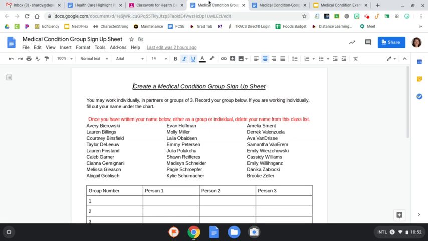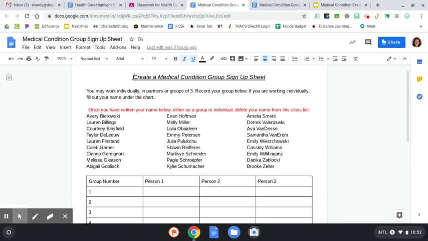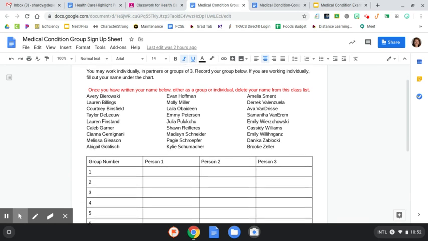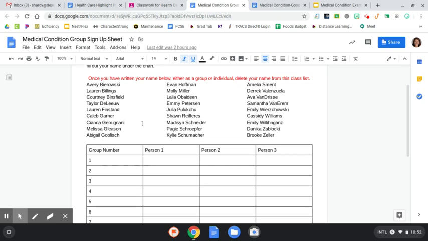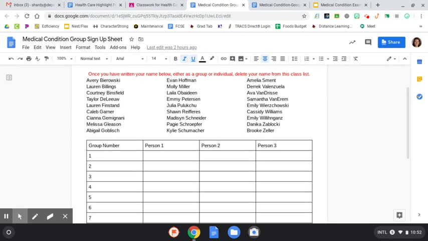Okay. So for this project, I have this group sheet here. Okay. You can work individually, you can work in partners, you can work in groups of three. Okay. So that's kind of the dividers that you can work with. I put everybody's name in here. Okay, so I just ask that once you have put yourself in a group, that you just cross your name off. So that way it's easy for me just to go, oh, these five people still don't have groups by the end of the day.